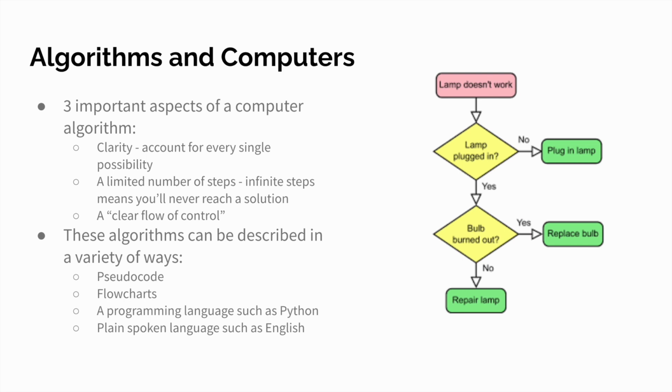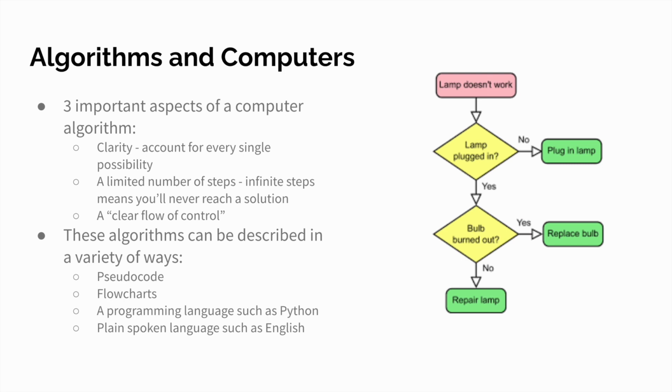When we're describing or writing algorithms, we can do it in many, many ways. I mentioned pseudocode earlier. We also have flowcharts, such as this flowchart here, to test if a light bulb in a lamp is working. So you can see the lamp doesn't work. Is it plugged in? No, plug it in. Okay, it is plugged in. Is the bulb burned out? No. Repair the lamp? Yes. Replace the bulb. So that's a flowchart of a real world practical algorithm.